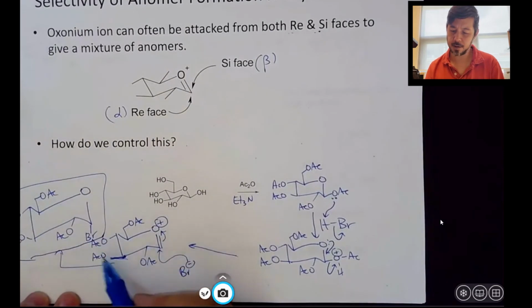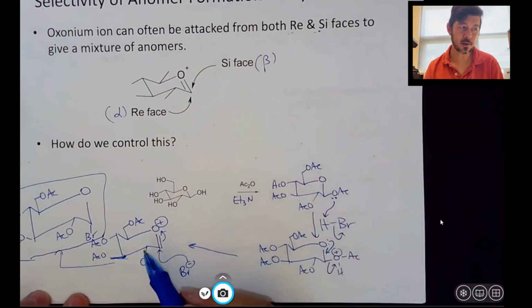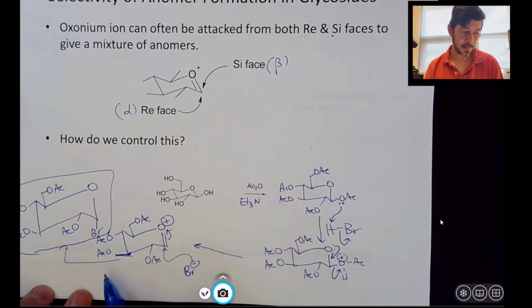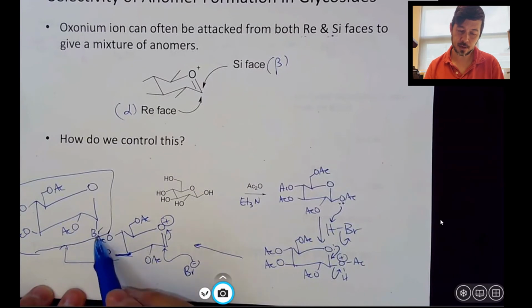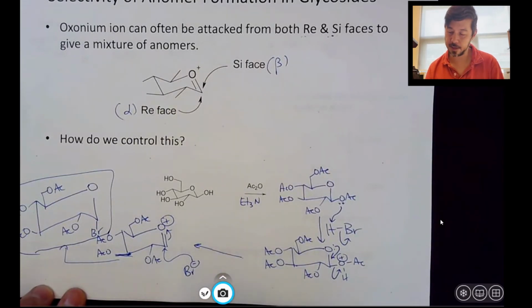Okay, now I want you to think why that is. Why don't we get attack occurring from the beta side? Why does it only occur from the alpha side? So if we're using a glycosyl halide, like a bromine group, think of the anomeric effect, right? Think of electronegativity. So halogens, like Br and Cl, those are very electronegative, right? So they're seeking electron density.